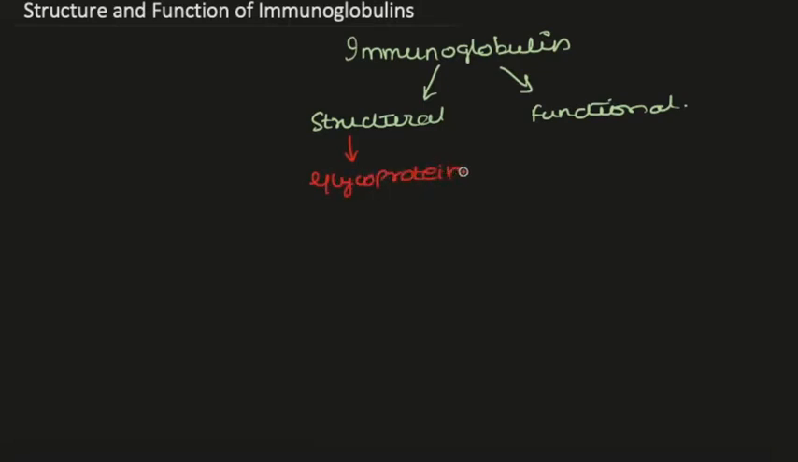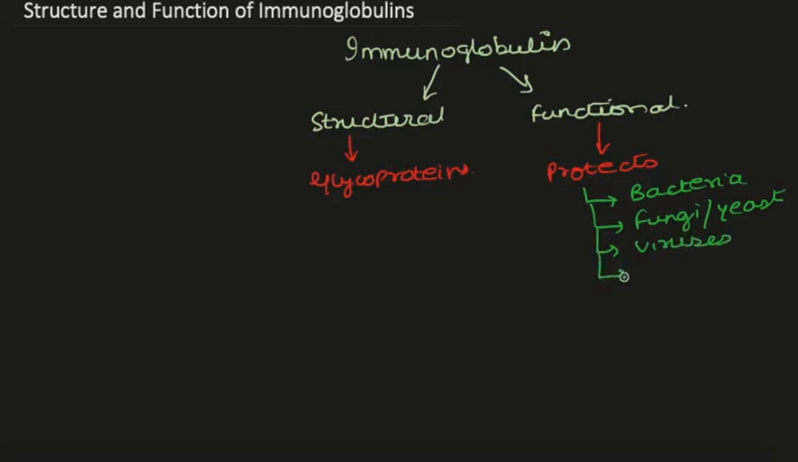Okay, so the structural definition is that immunoglobulins are a set of glycoproteins, and functionally, immunoglobulins are that group of gamma globulins or glycoproteins which basically protect our body from various types of pathogens, and those pathogens include bacteria, fungi and yeast, viruses and parasites.